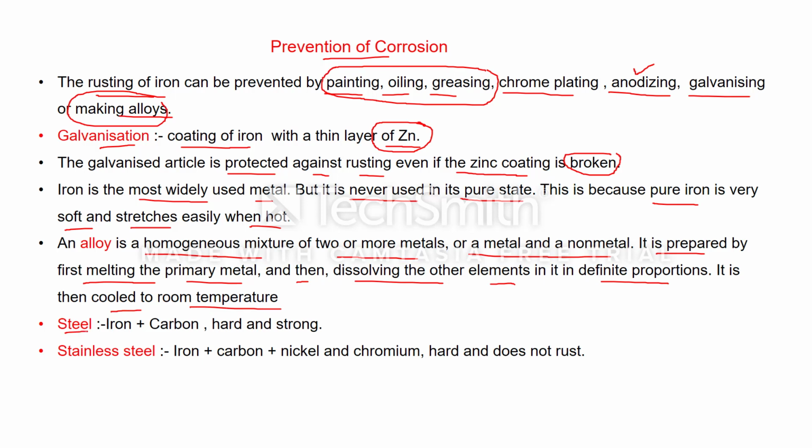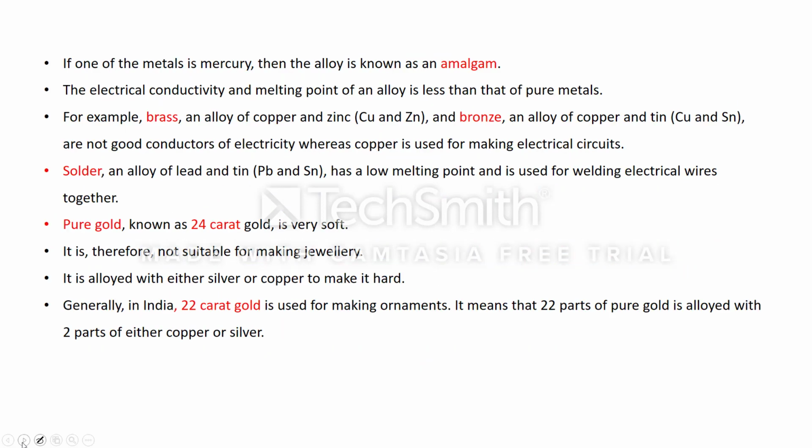For example, steel. This is iron plus carbon. If we mix carbon with iron, it becomes hard and strong. Stainless steel: whatever utensils we use in our kitchen are made of stainless steel. What components are present? Iron, carbon, nickel and chromium. These are hard and do not rust easily. Clear? If one of the metals is mercury, then the alloy is known as amalgam. The electrical conductivity and melting point of an alloy is less than that of pure metals.